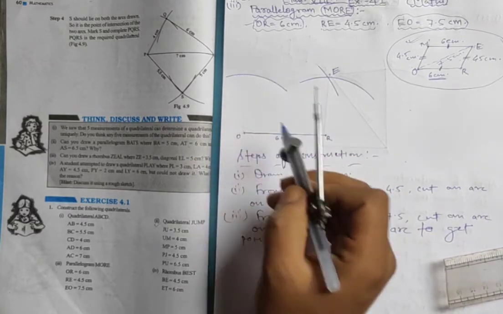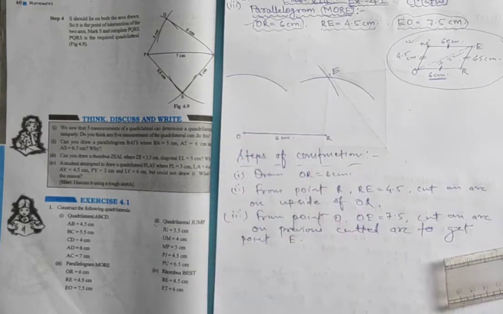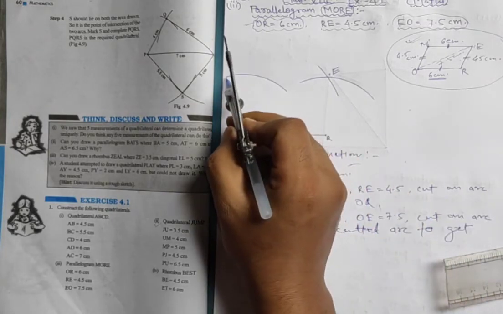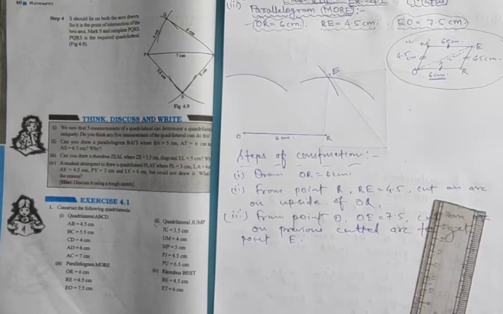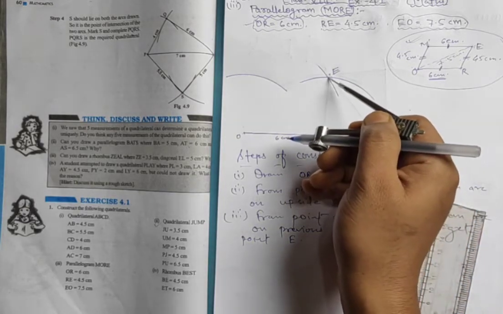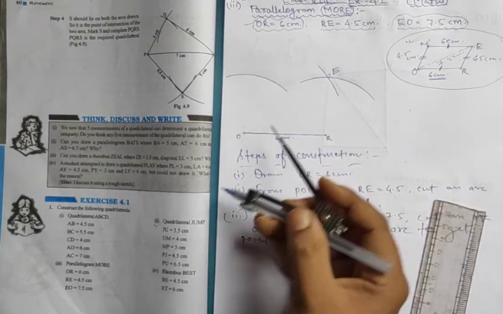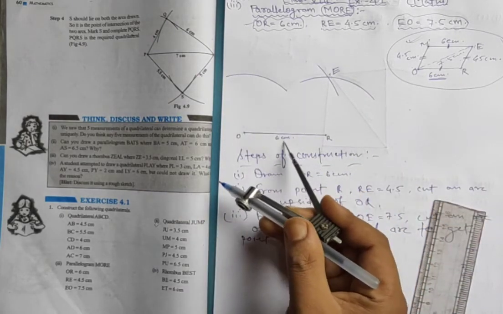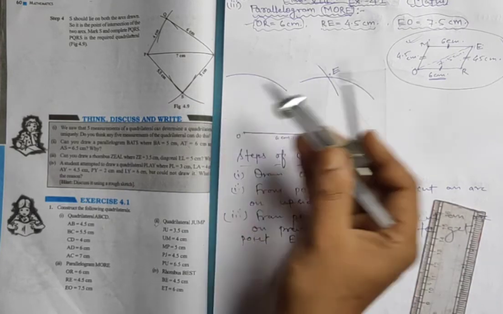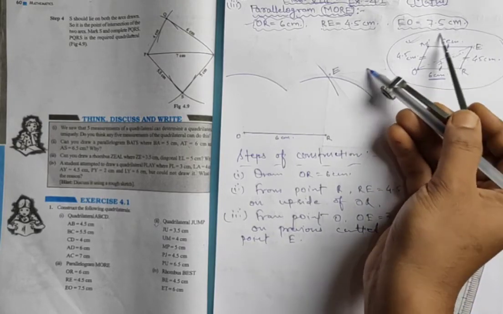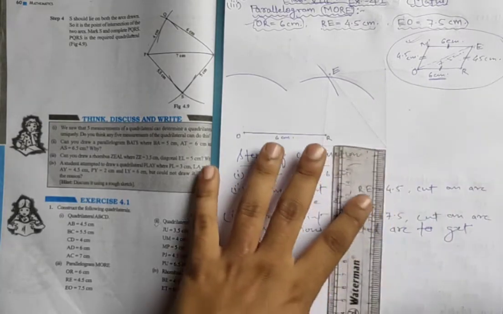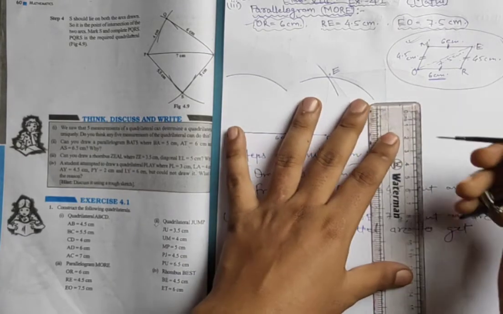Now we got the point M there? No, because we don't know where M is. From there to there, M can be anywhere. So to find the exact point M, what we have to do is take one more arc from E to M, because if OR is equal to 6 centimeter, then the opposite side ME is also 6 centimeter. So take an arc of 6 centimeter.